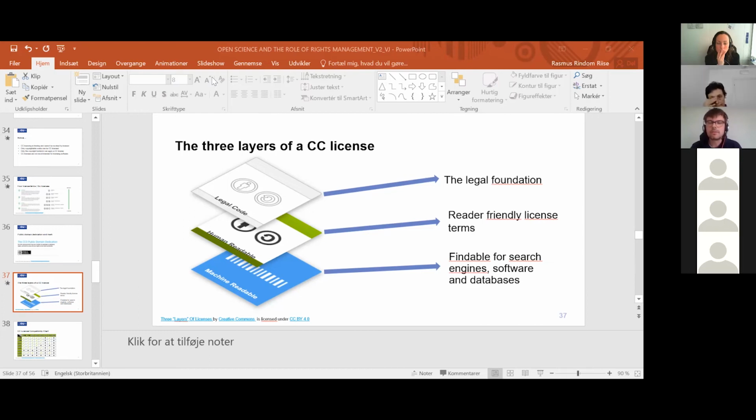That's perhaps the one you're mostly aware of. That's the license terms that you read when you look at the license terms applied to a specific work. And the last layer is the machine-readable layer that makes it possible for works with a CC license applied to be findable in other systems. That could be discovery systems, IT systems.